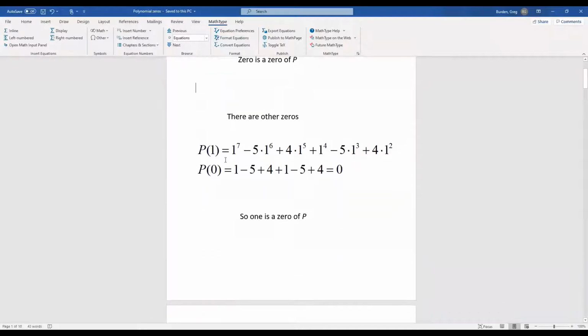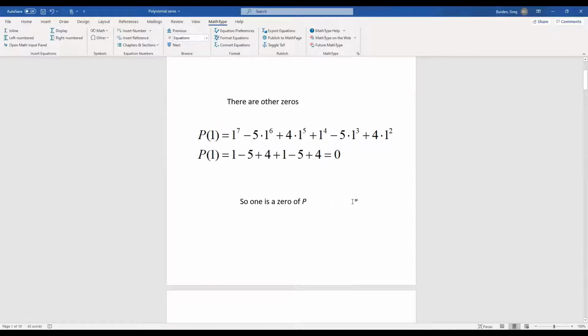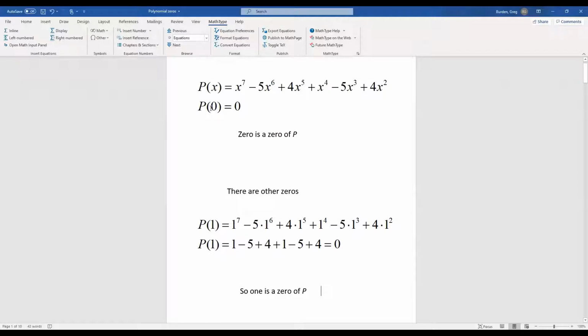There are other zeros. If you plug in 1, p of 1 equals... I copied and pasted and didn't fix something there, so let's fix that. P of 1 is 1 to the 7th minus 5 times 1 to the 6th plus 4 times 1 to the 5th, and so on and so on. And so that works out to be 0 in the end. P of 1 is 0. You can finish the arithmetic here. Just check it real quick in your head. Okay, so we found 2 zeros. 0 is a 0, p of 0 is 0. 1 is a 0, p of 1 is 0.